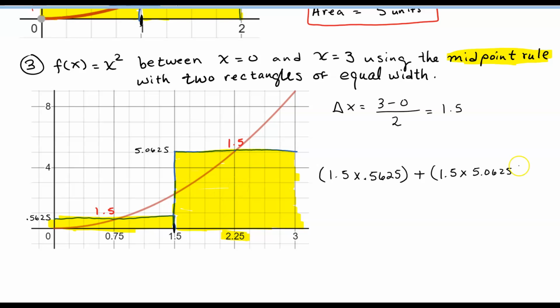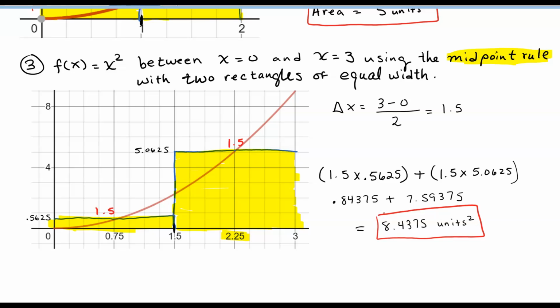So we've got that. You could do it all together on the calculator. I'll just write out the individual calculations for you, and then you'll see how I got the final result. The final result being 8.4375 units squared.